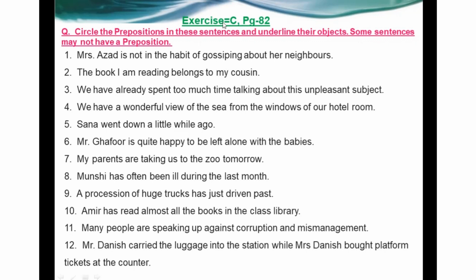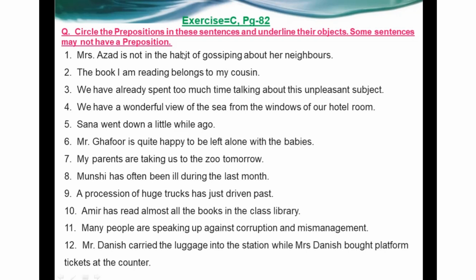Now, see this. In this exercise, what they're asking you to do, make a circle on the prepositions. Students, you have to circle. Make sure you're circling the prepositions only. And what you will underline? Underline the objects. Now pay attention to this part, what I'm telling you. In all these 12 sentences, we have to pick out the phrases. We have to pick out the prepositions. Wherever we find the preposition, from there, we will circle that preposition and start making a bracket.